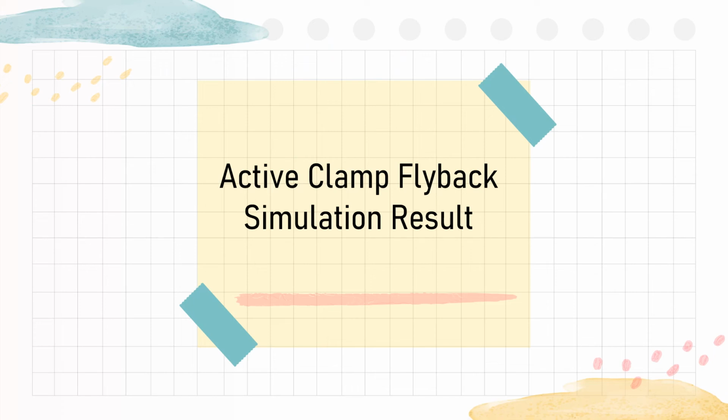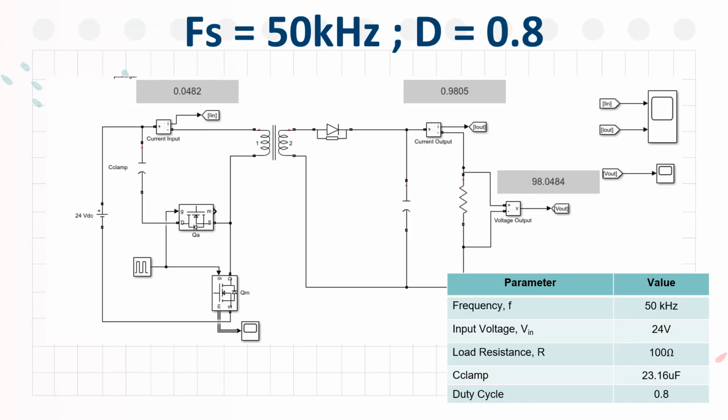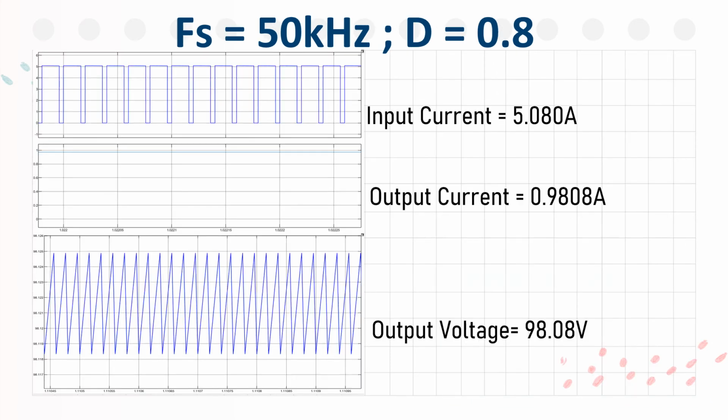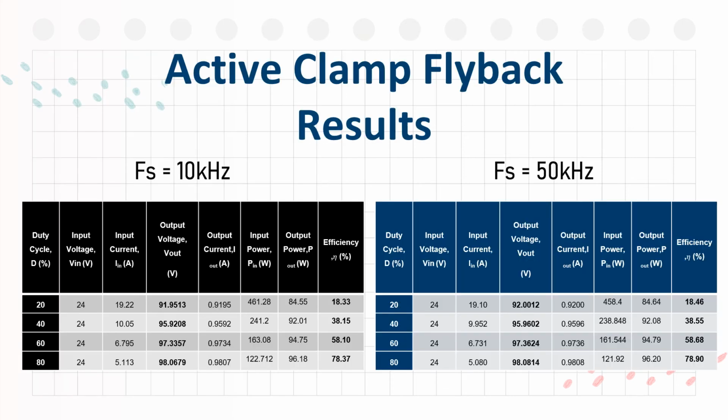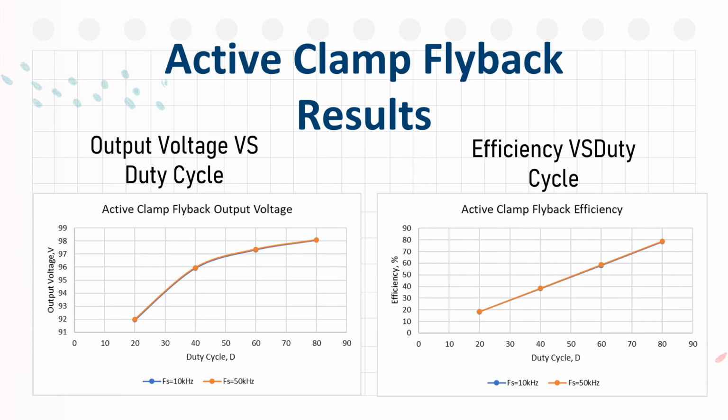Active clamp flyback simulation result. This is the simulation model for the active clamp flyback. Next, this is the output waveform that has been obtained. This is the overall result for the active clamp flyback simulation. The black table represents switching frequency 10 kHz and the blue table represents switching frequency 50 kHz. Then the graph is plotted.